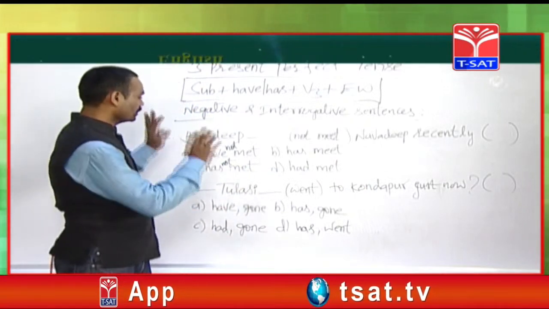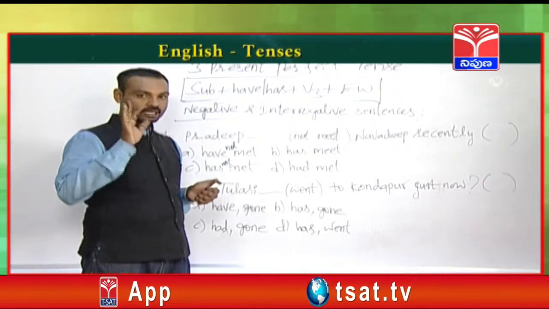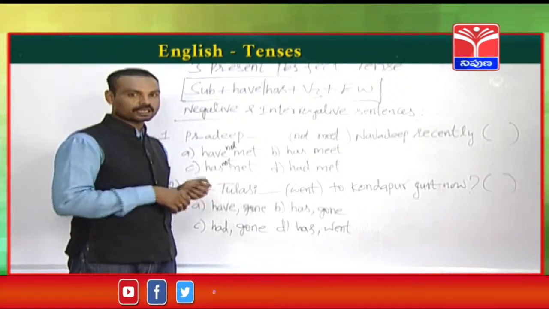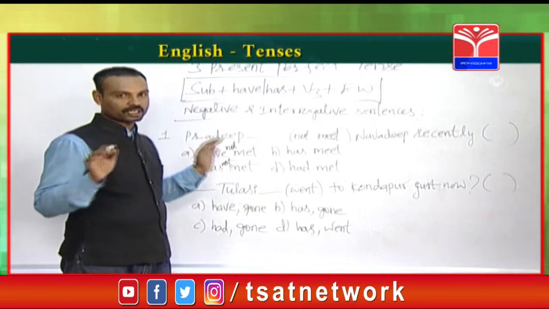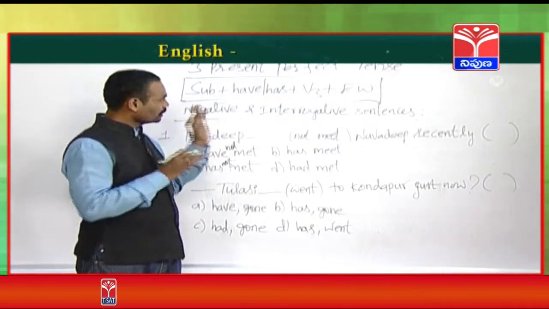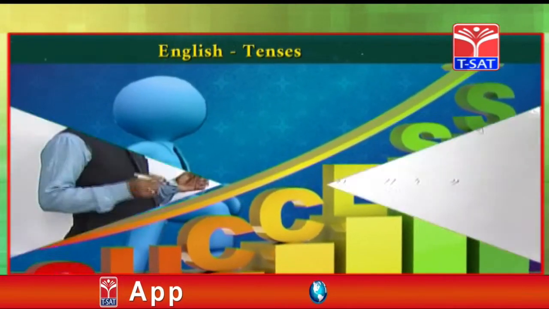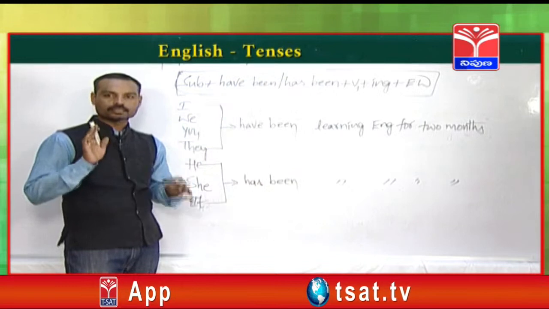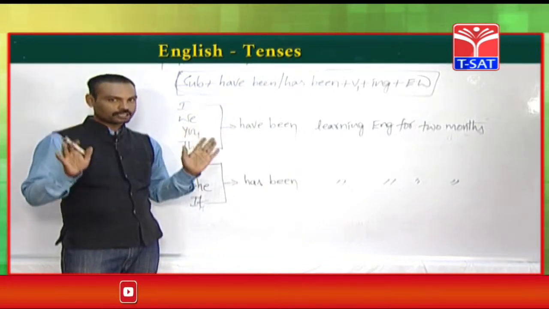So friends, this is the process of giving sentences. Sentences means negative sentences or interrogative sentences from present perfect tense. I hope you understood well this present perfect tense. Friends, next tense name is present perfect continuous tense. This is the fourth tense.